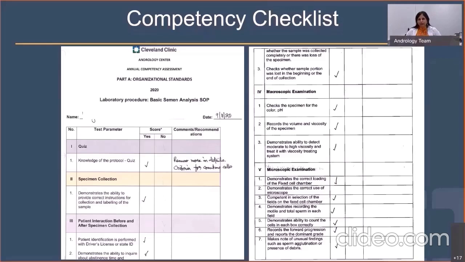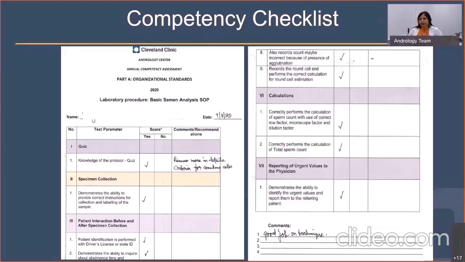So how do I do this? I directly observe the technologists while they're performing the test. I quiz them. I look at each step, and all of the steps are listed here: the macroscopic examination, the microscopic examination, and I check all steps all the way through to make sure that they are performing correctly, and then also provide them with some constructive feedback. Or if they are lacking in any area, then I give them feedback. Like in the first box, you see the comment that they need to review more in details the criteria for counting the cells.